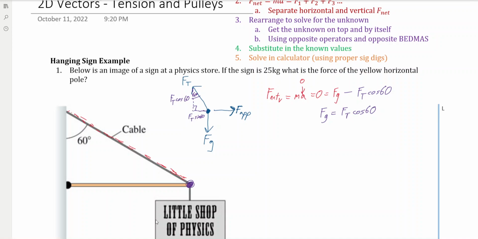Okay, and let's look at the horizontal direction. So horizontal is that the MA, again, A is 0, so this is equal to 0. So then we can say, well, our force applied minus our force of tension times sine 60, because that's the direction going in the same horizontal direction. So we can flip that around and we can say force applied equals force of tension sine 60.